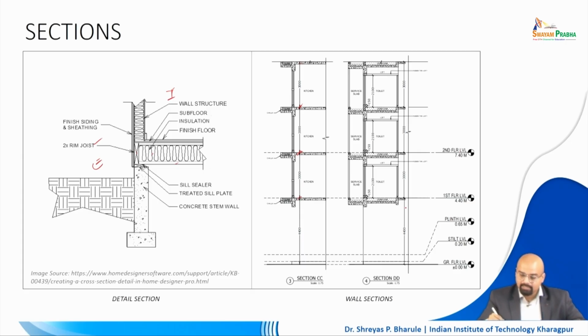And then there is another section, say in this case section DD, in which you do see that the floor is still at the same level, however there is a sunken floor being created. We do know that when we are doing wet areas, particularly toilets and service areas, all of these require sunken floor.